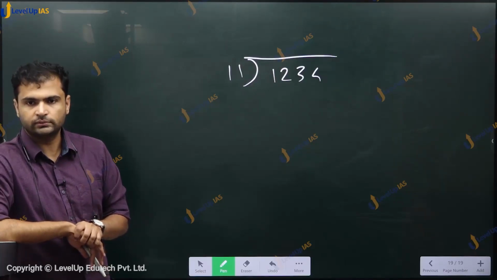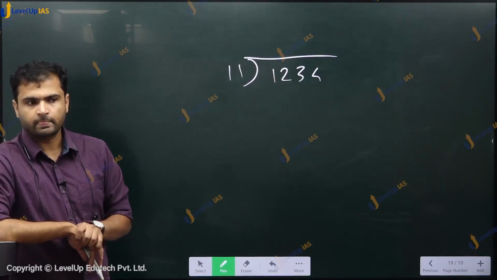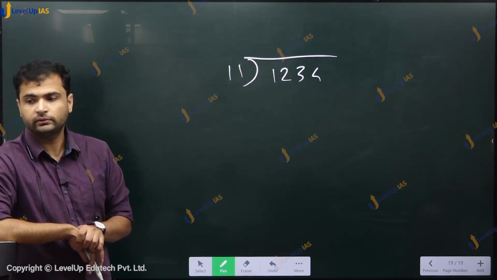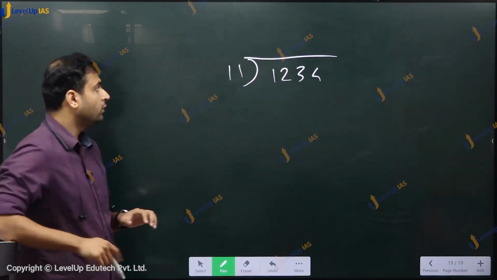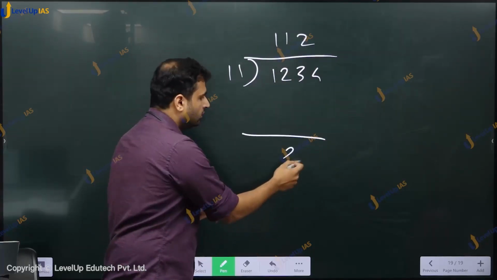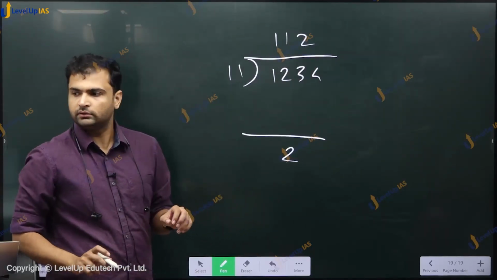कर सकते हो? हो गया? क्या आया? क्वोशंट इज 112 एंड रिमाइंडर इज, सबका यही आ रहा है. ठीक है.